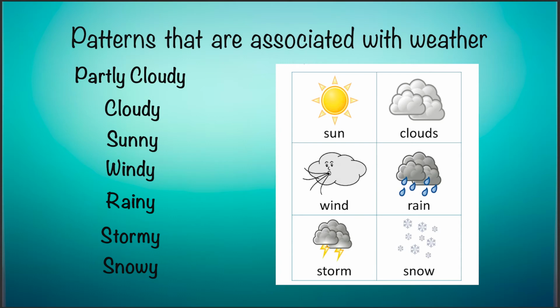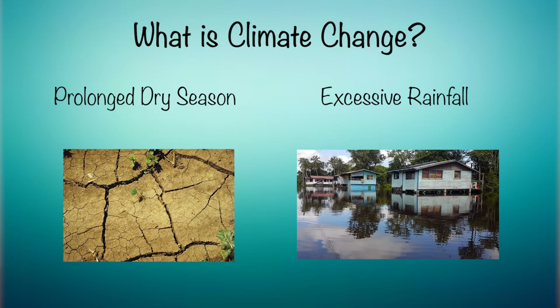And yes, weather patterns refer to the patterns of weather, which simply mean it can be rainy or windy or sunny or partly cloudy, etc. So climate change can affect the season. So we can have a prolonged dry season, or we can have excessive rainfall. When there is a prolonged dry season, the surface of the earth or soil cracks. Excessive rain simply means that there will be floods.